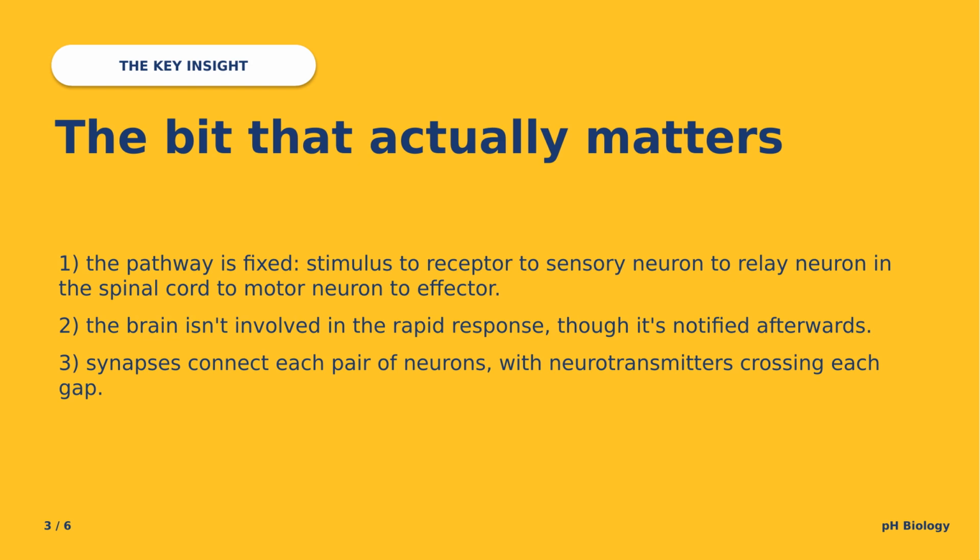3 things. 1. The pathway is fixed. Stimulus to receptor, to sensory neuron, to relay neuron in the spinal cord, to motor neuron, to effector. 2. The brain isn't involved in the rapid response, though it's notified afterwards. 3. Synapses connect each pair of neurons with neurotransmitters crossing each gap.